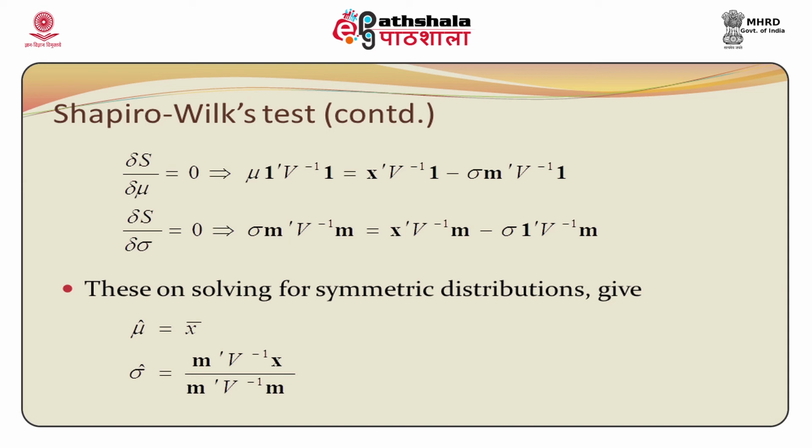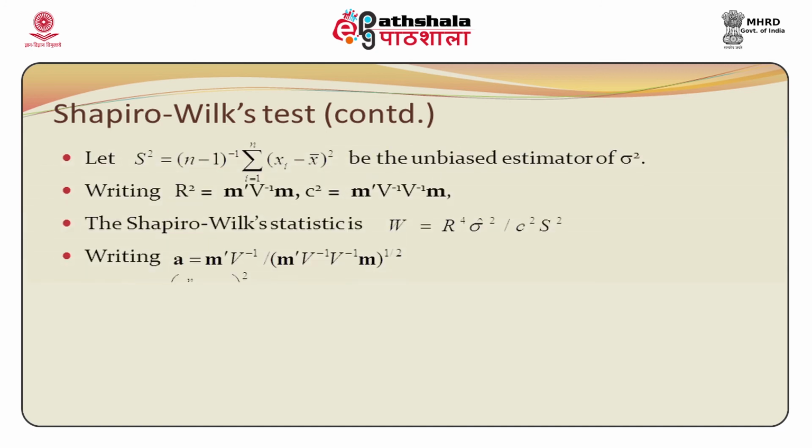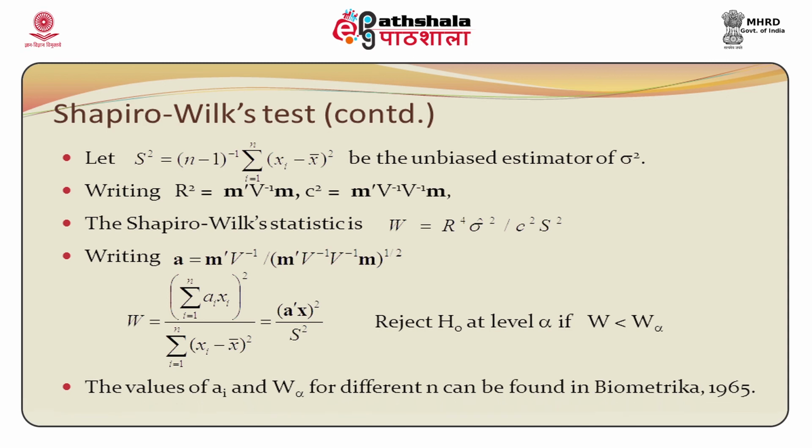Now, what we do is we define S squared as the sample variance. Basically it is 1 by n summation i equal to 1 to n of xi minus x bar squared. It is primarily the sample variance in this case, and this will be an unbiased estimator of sigma square. So, if you write r square is equal to m prime v inverse m and c square is equal to m prime v inverse m, then we define the Shapiro-Wilks statistic as W equal to r to the power of 4 sigma hat square by c square s square.